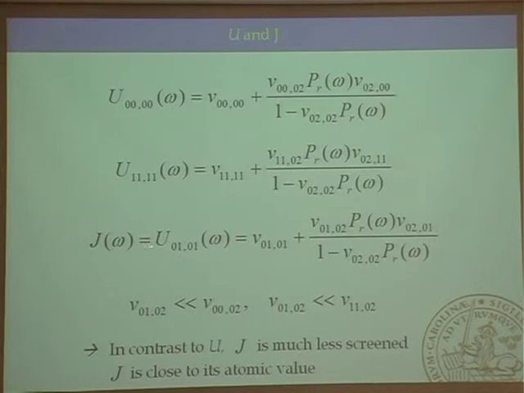So that is why this exchange integral is essentially unscreened. It is a very small quantity here. So this is what is actually found in practice, that the J is usually very similar to the atomic value. There's very little screening effect. So that is why people use atomic J. Although in some cases there are some screening effects, it's much less compared to the U.